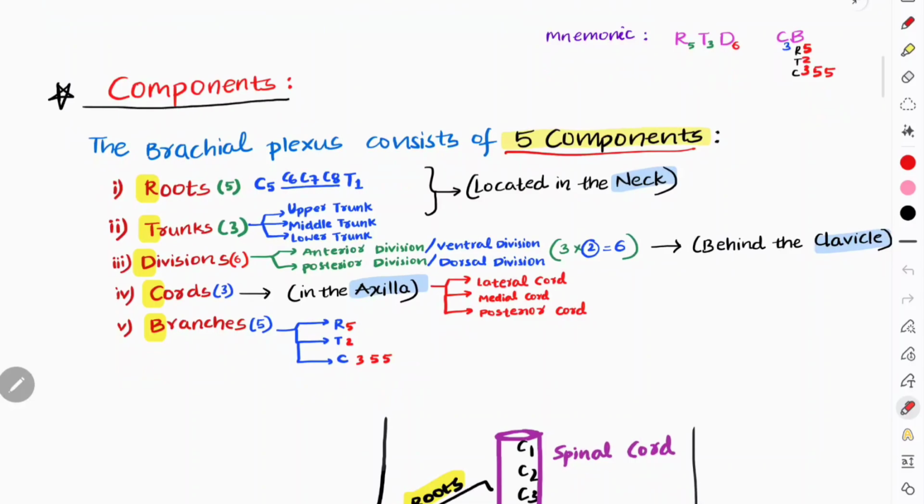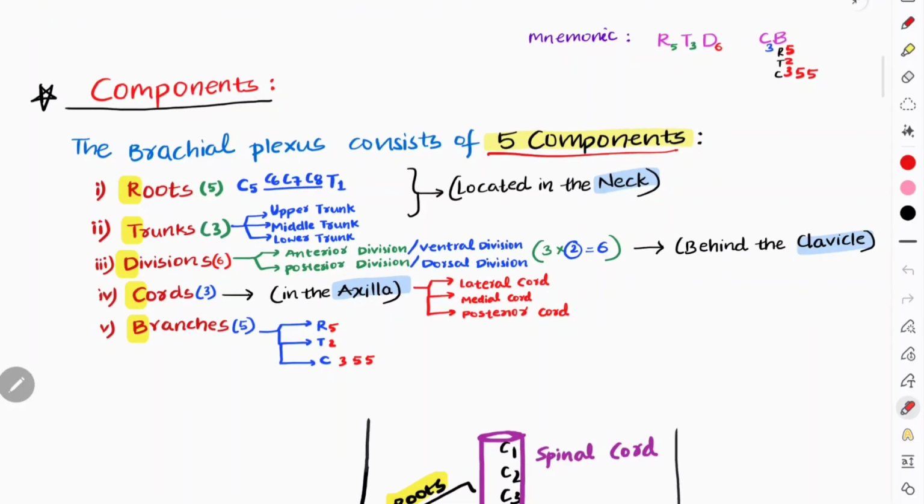Retroclavicular, we can also call this, that means they are going behind the clavicle. And the cords are 3. These divisions unite to form cords. Roots further form trunks. Trunks further divide to form divisions. Divisions further unite to form cords. Cords further form branches which go along the upper limb, then innervate the muscles, so they are responsible for motor and sensory responses.